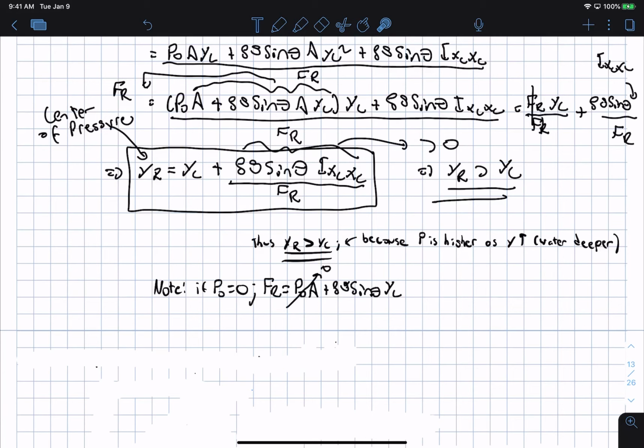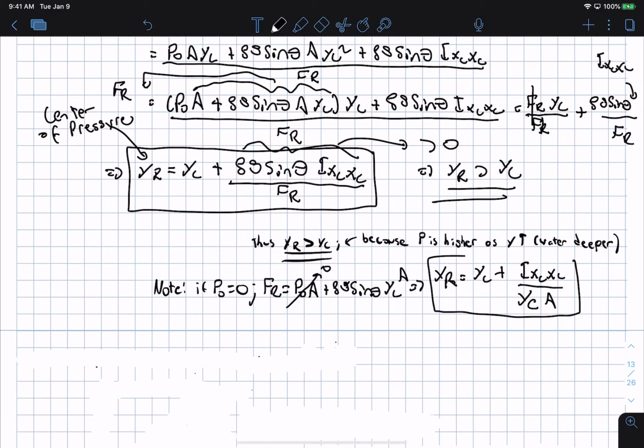And so the center of pressure then just becomes YR is equal to YC plus the moment of inertia about the centroid divided by, oops, got an A here, forgot that, sorry about that, divided by the Y value of the centroid times the area. And so this also works, but if and only if the atmospheric pressure is taken to be 0 gauge pressure. If not, you have to do it this way.